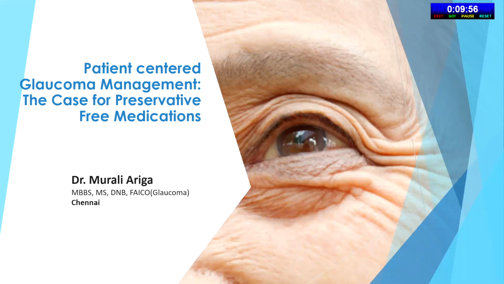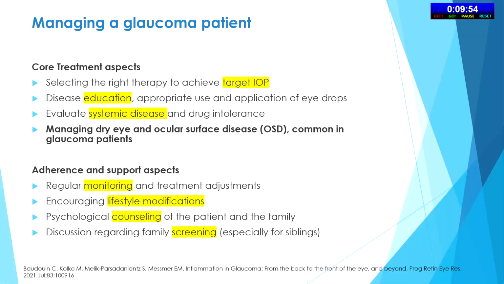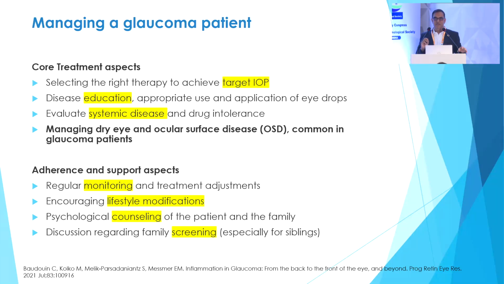So, patient-centered glaucoma management and the case for preservative-free. When we manage a glaucoma patient, we have to first decide the target intraocular pressure. We need to educate the patient regarding the disease itself, the need for follow-up and management, and the application of eye drops. Most of us would demonstrate the application of an eye drop for the first time and teach them punctal occlusion so that we avoid systemic side effects.